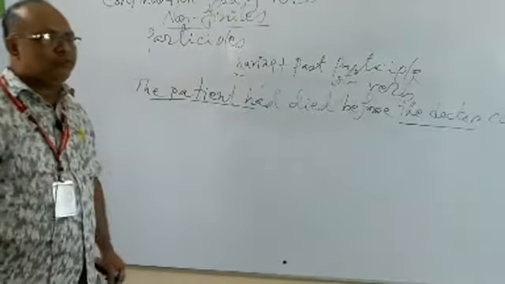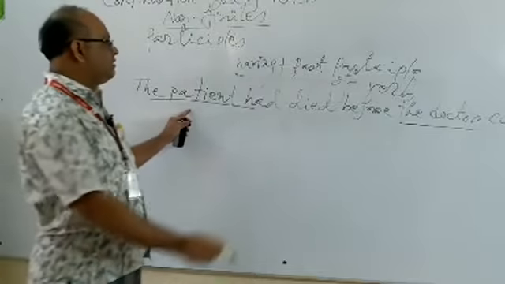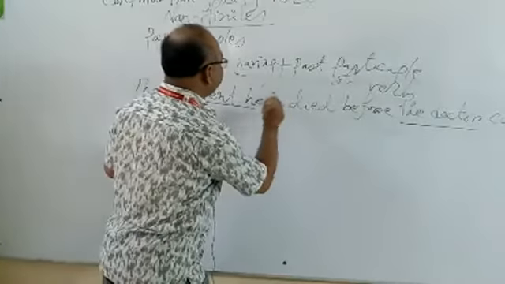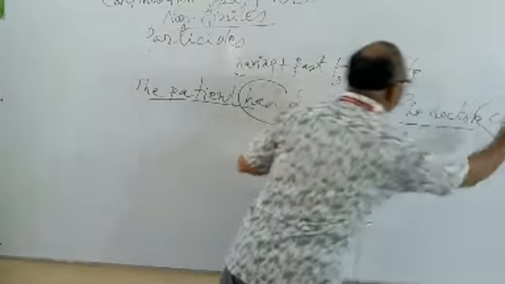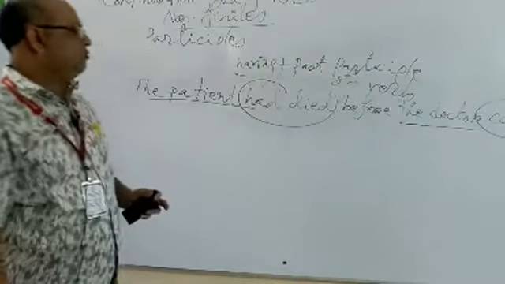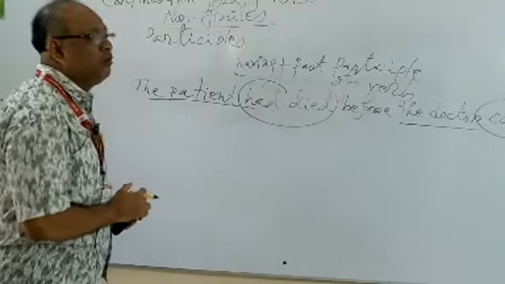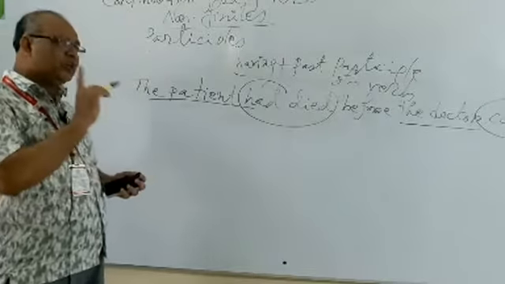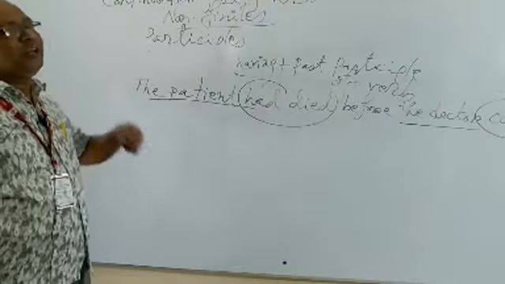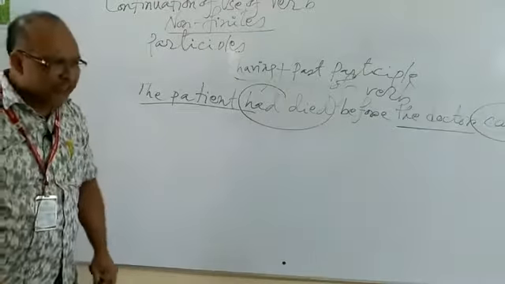Here you can see there are two subjects. This is the example of a complex sentence. Here you can see there are two finite verbs, came and had died. But if we want to make this sentence simple, then what will you have to do? In a simple sentence there is one finite verb. So you will have to change one finite verb into a non-finite.